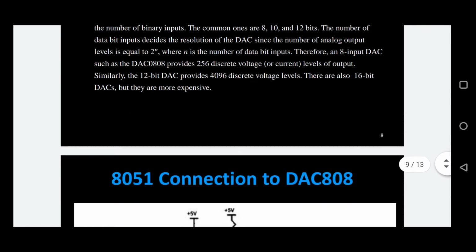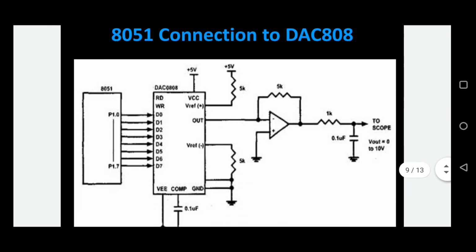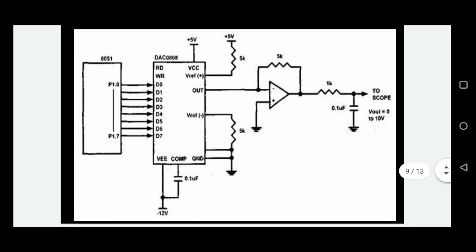So let us see the block diagram. Yes, this is the block diagram of how the microcontroller is connected to the DAC converter. See, the first block is the 8051 microcontroller. Here we are using port 1 pins. The port 1 pins are what? P1.0 to P1.7. Those pins are connected to D0 to D7. The D0 to D7 are called the data lines.